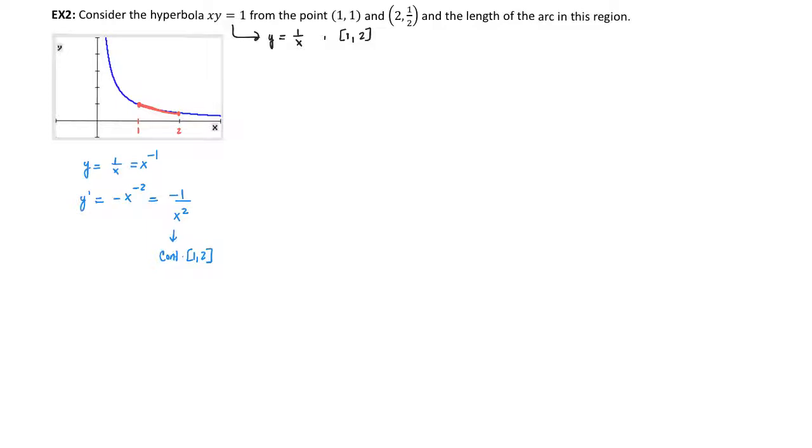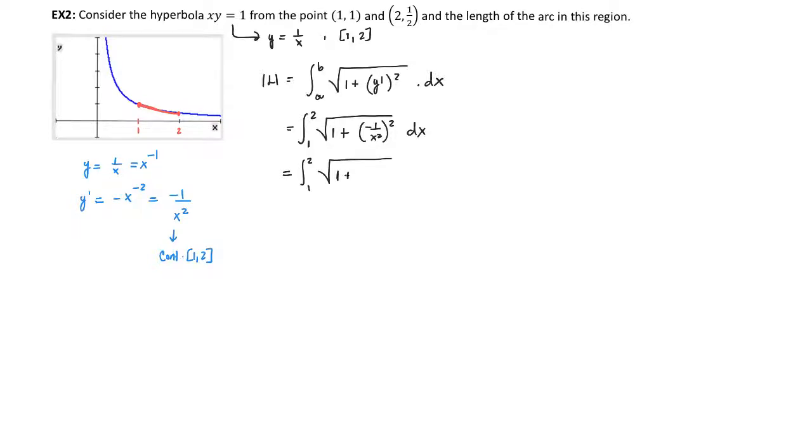That means that I'm ready to apply the arc length formula. So the arc length here is going to be equal to the integral from a to b of the square root of 1 plus y prime squared dx. Now, a is equal to 1, b is equal to 2. That will give us the integral of the square root of 1 plus negative 1 over x squared, squared, dx. Simplifying a little bit more, the integral from 1 to 2 of the square root of 1 plus 1 over x to the fourth dx. We end up getting something like this.